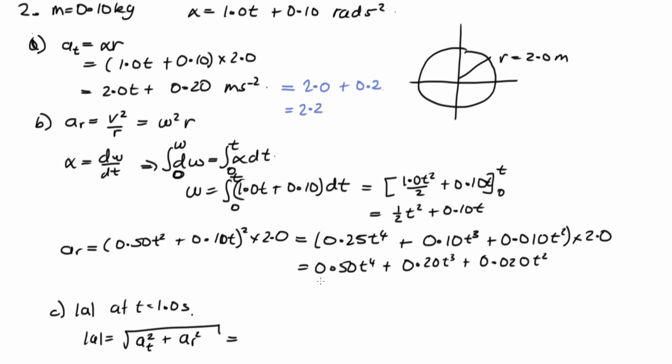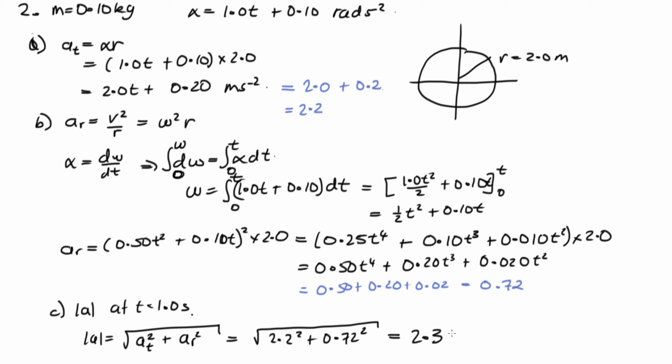And then we evaluate this one also at 1 second. So this is 0.50 plus 0.20 plus 0.02, so that's equal to 0.72. Then we can substitute both of these into here. So when we do that, we get the square root of 2.2 squared plus 0.72 squared. And solving that on the calculator, we get 2.3 meters per second per second.